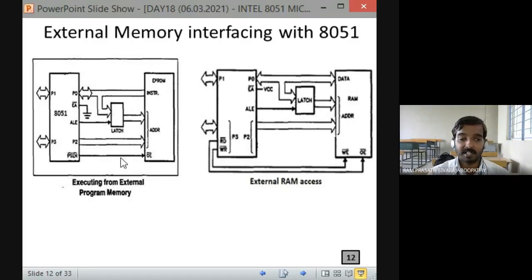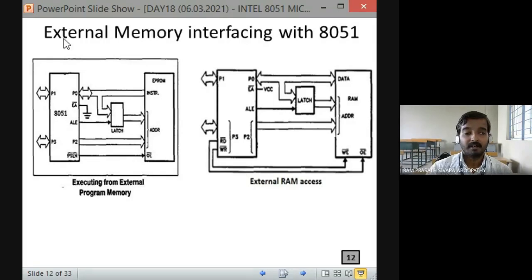Fine. The left-hand side diagram is for external program memory. The right-hand side diagram is for external RAM access. Okay. What about the condition of EA bar here? In the RAM memory interfacing diagram, what have they done with EA bar? Can you people see? Where is it connected? It is connected to VCC. That means EA bar equals 1. What does it mean? EA bar 1, what does it mean?